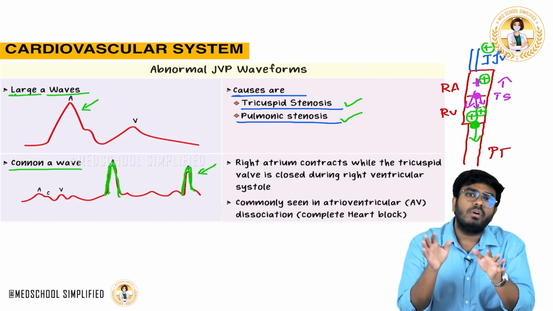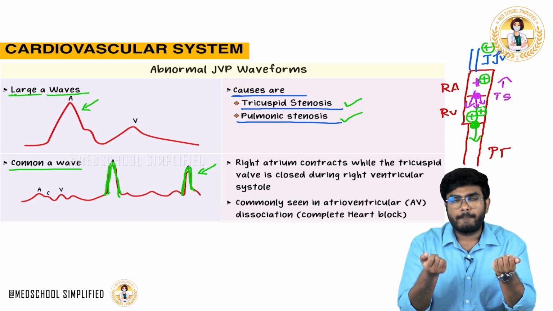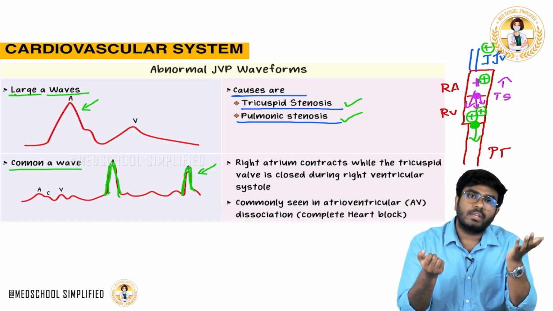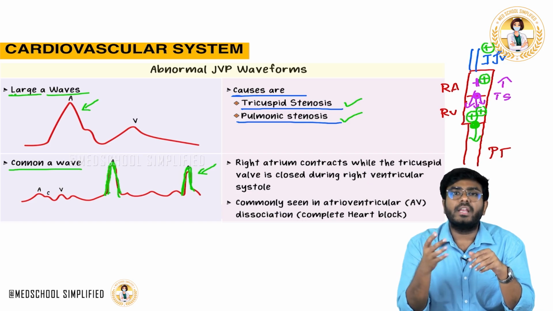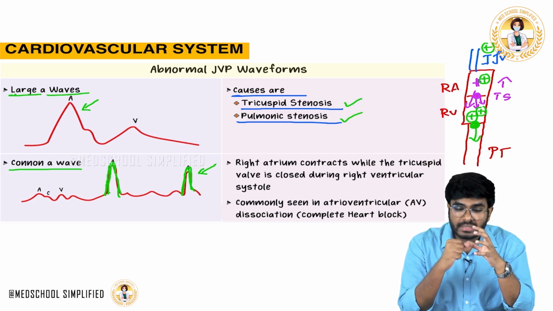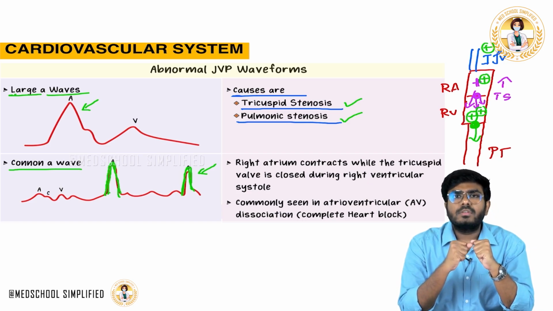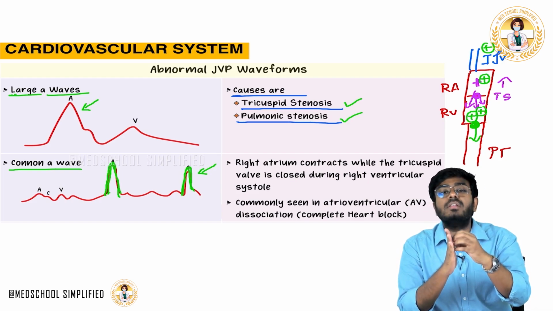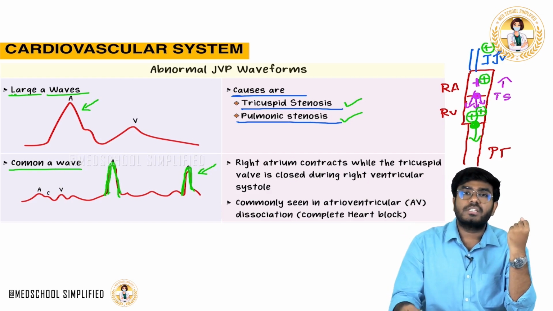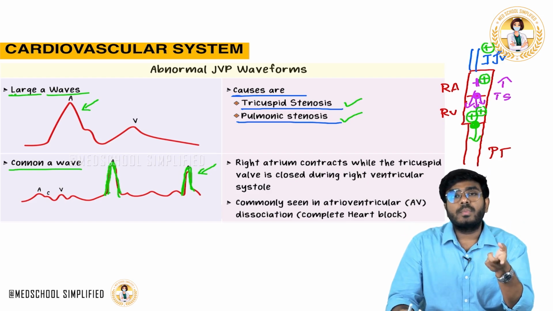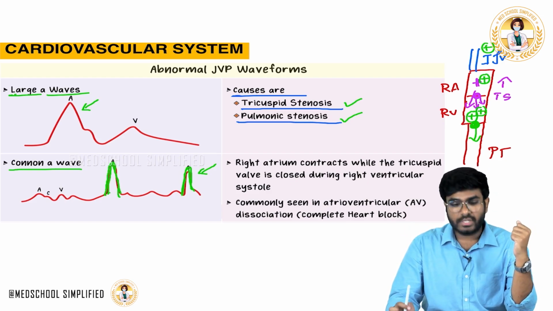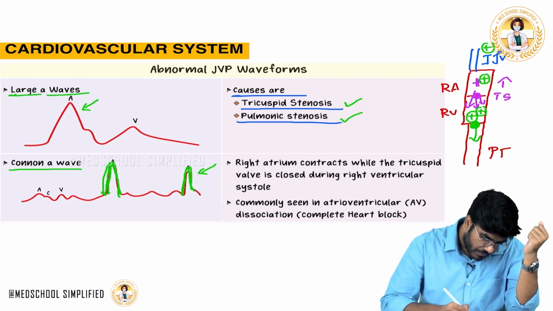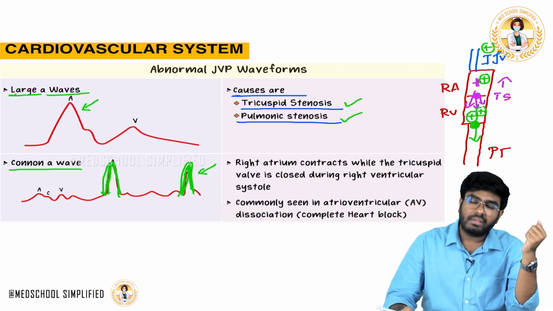Atria are contracting on their own, ventricles are contracting on their own. The atria are controlled by the SA node, the ventricles are controlled by the bundle of His. So there is a possibility that they can contract at the same time. So what happens? When atria are contracting against closed valves, the right atrial pressure increases so much. When the right atrial pressure increases so much, automatically the internal jugular venous pressure also increases. So that's why you are having cannon A waves. Cannon A waves are seen.